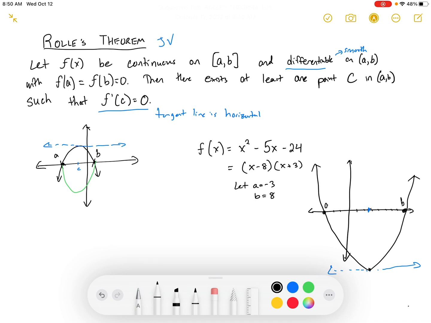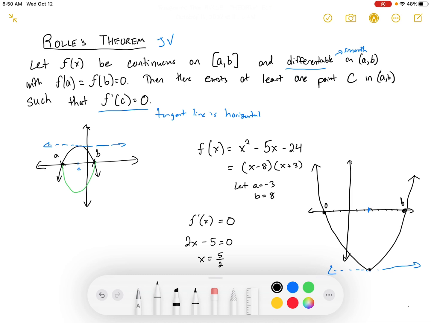So how would we show this? Well, we'd have to show that there exists some f prime of x that equals 0. That's what the theorem says, that f prime of c equals 0 for some c in between a and b. So we know f prime is just 2x minus 5, and that's 0 at the vertex, at 5 halves. And so c would be 5 halves, the point that satisfies Rolle's theorem.